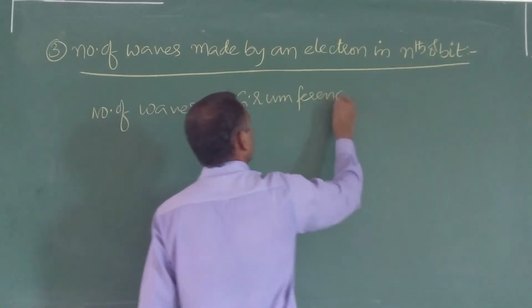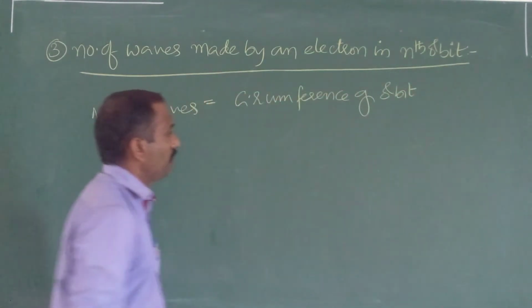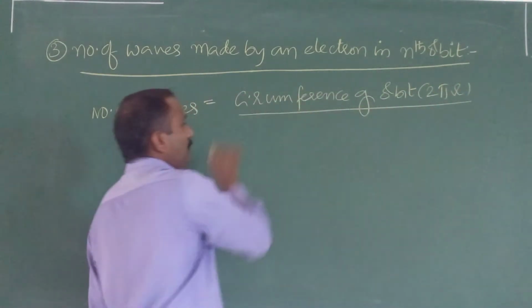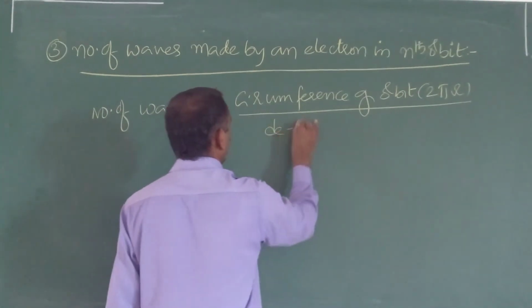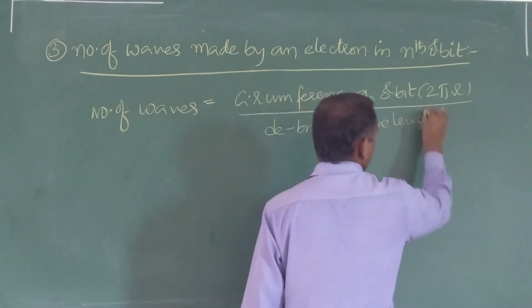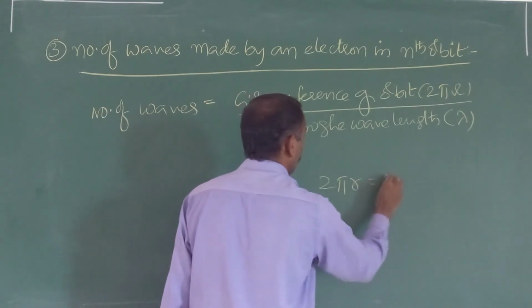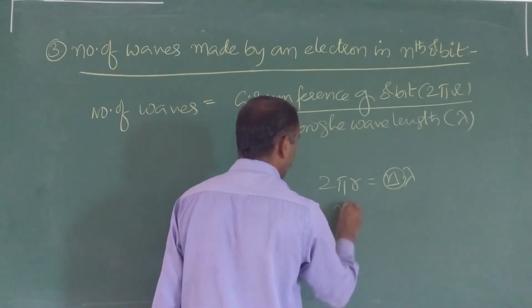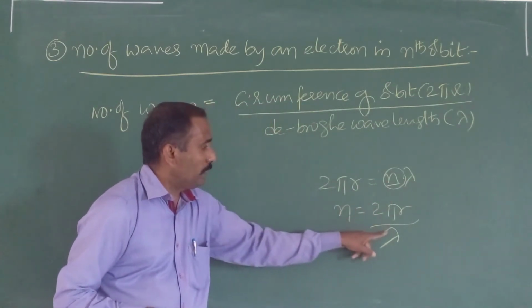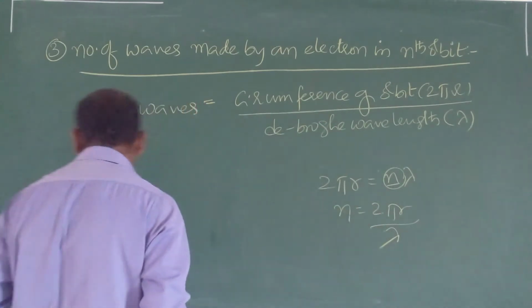Number of waves is nothing but circumference of orbit divided by the de Broglie wavelength, which is nothing but lambda. How it came: 2 pi r equal to n lambda. Therefore, number of waves n equal to 2 pi r by lambda. 2 pi r is nothing but circumference of orbit. Lambda is nothing but de Broglie wavelength.